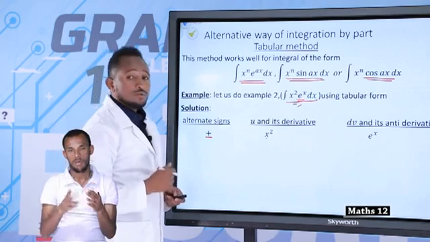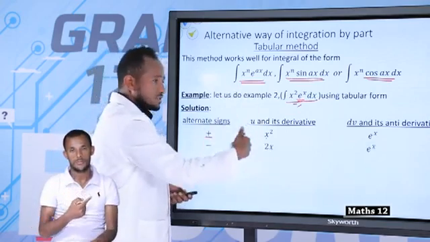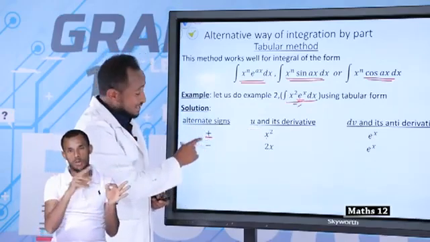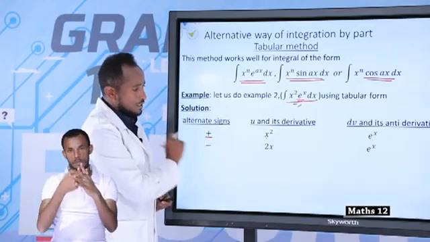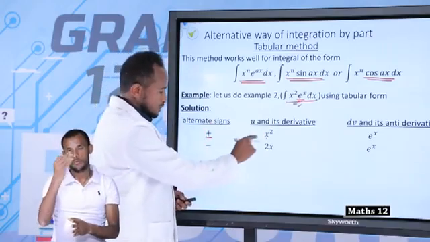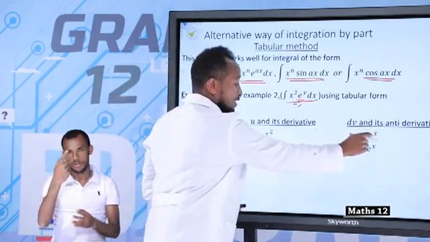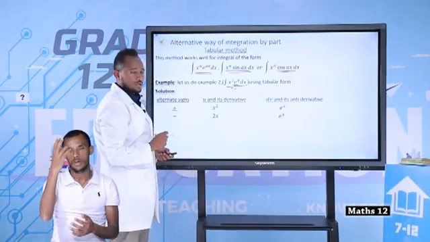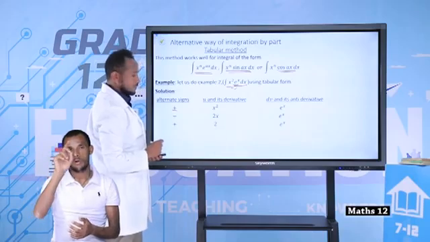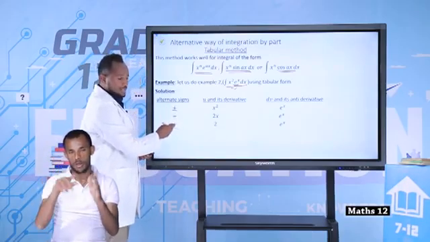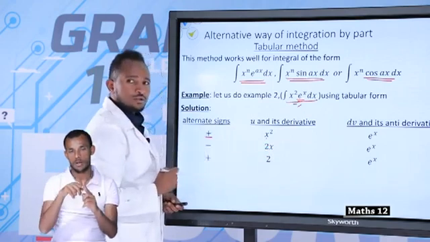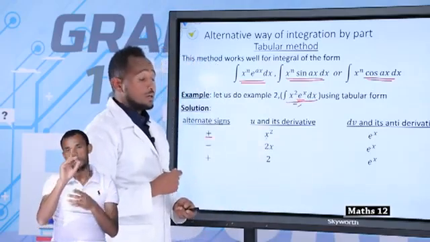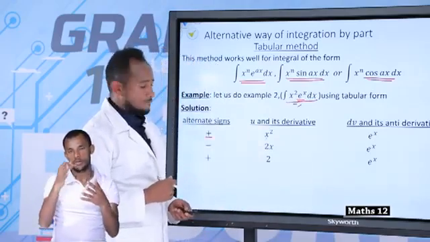Next to this, just list the derivative of this expression, putting alternate signs starting from plus, the first part plus, next minus. The derivative of x squared is 2x. The antiderivative, the integral of e raised to x, is e raised to x itself. Now continue this process: plus, minus, next plus. The derivative of 2x is 2, and the antiderivative of this expression is e raised to x. The indefinite integral of e raised to x is e raised to x itself.